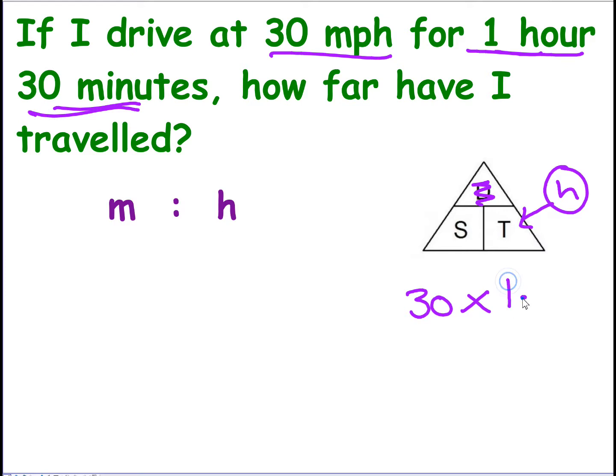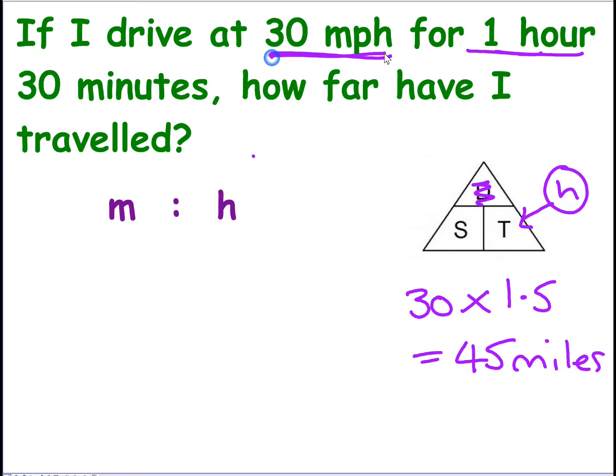So the 1 hour is 1 hour, but the 30 minutes needs to be turned into a decimal. So to go into decimals, divide by 60, and it becomes 0.5. So 1.5 hours, or 1 hour and 30 minutes, is 1.5 hours. 30 times 1.5 is 45 miles.